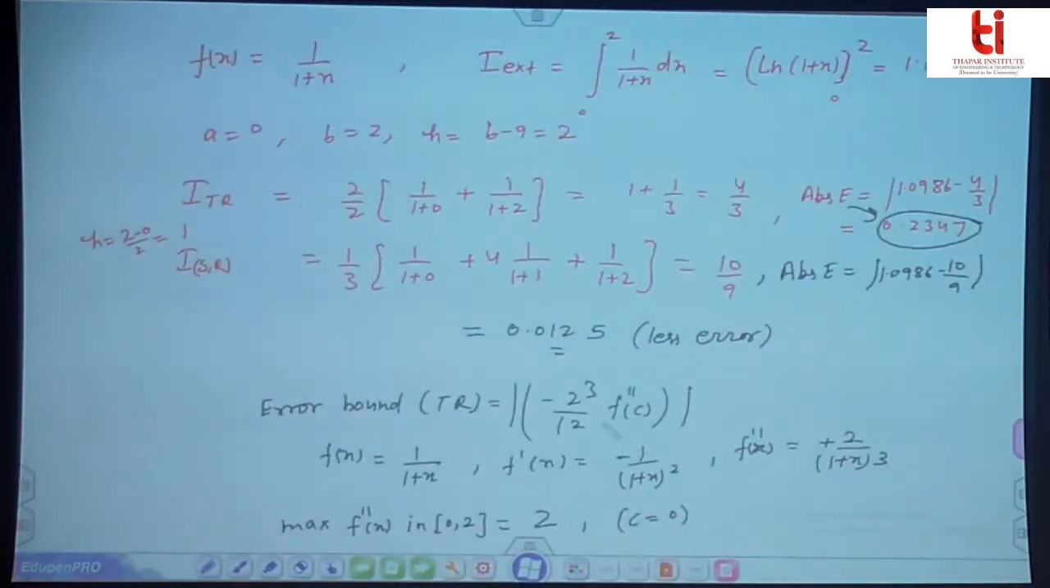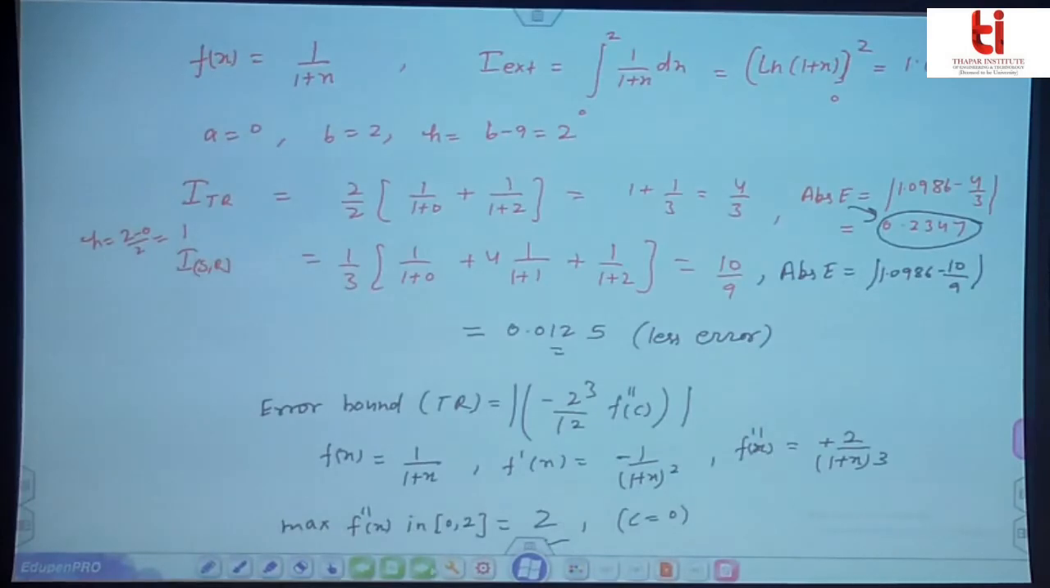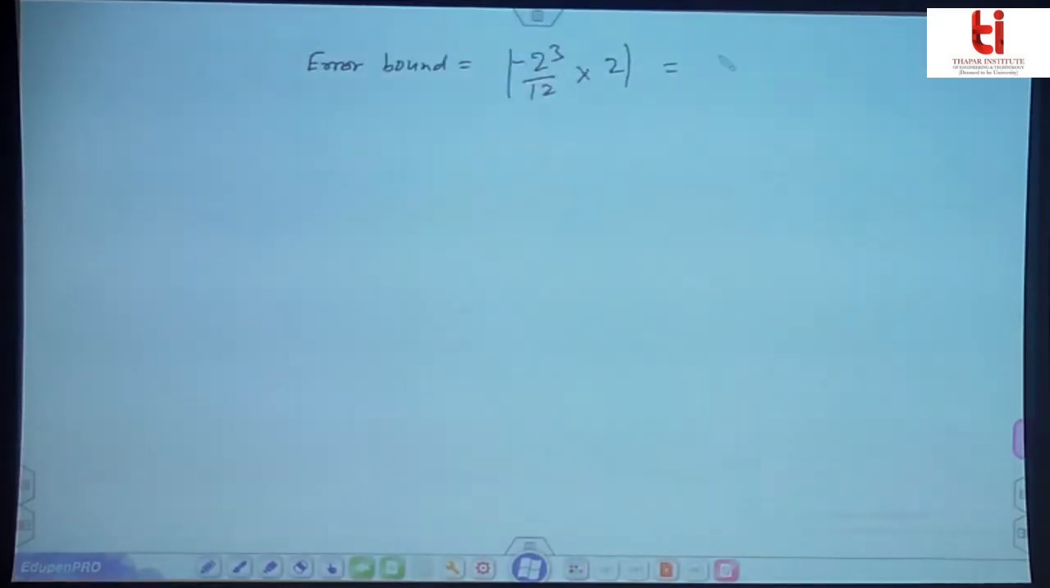So the error bound will be minus 2³ upon 12 into 2. Okay. Error bound in Simpson rule: it is coming out to be minus 2⁵ upon 90 into the fourth derivative of the function.